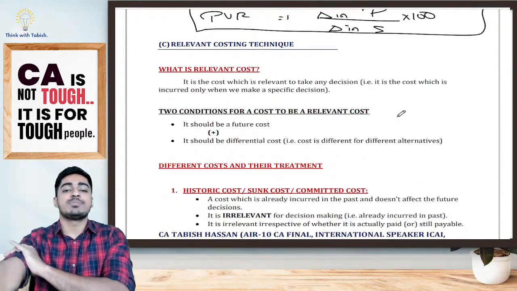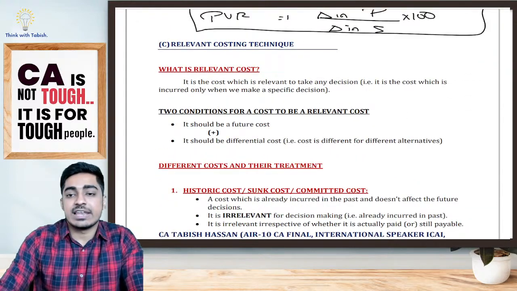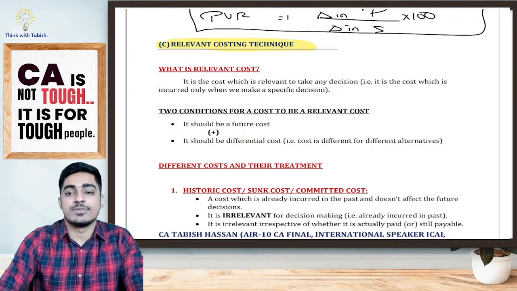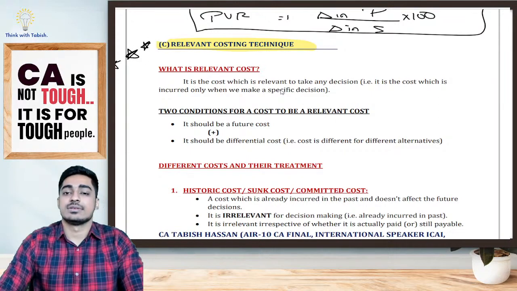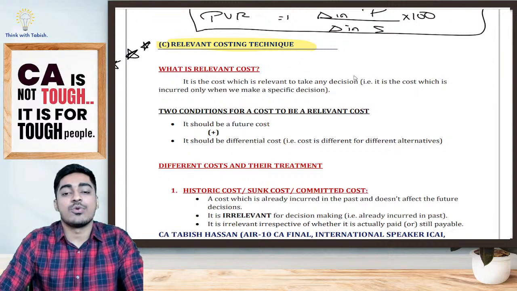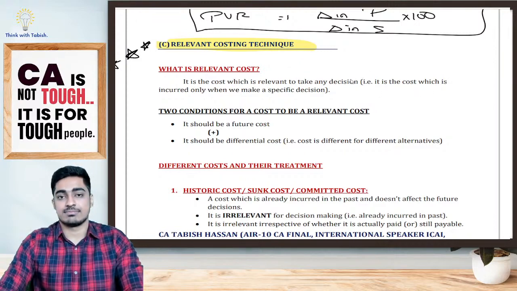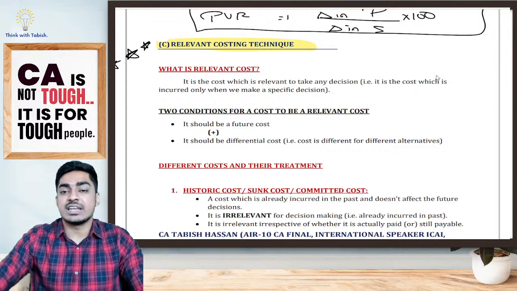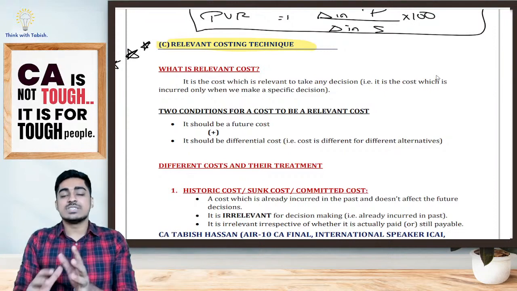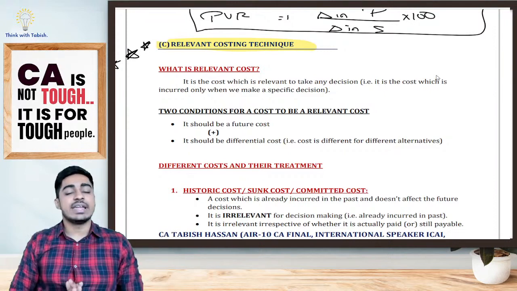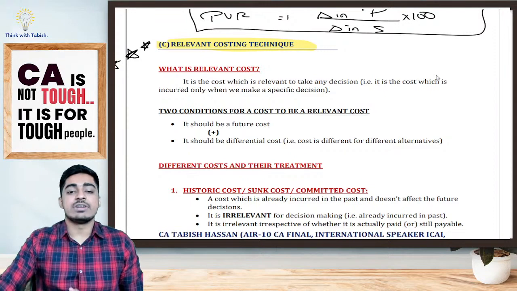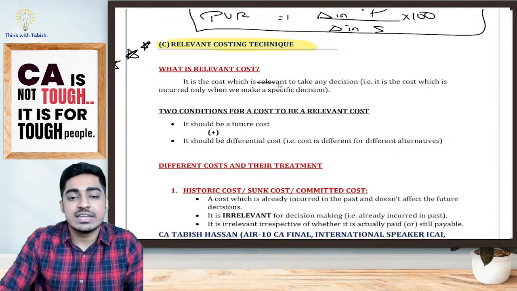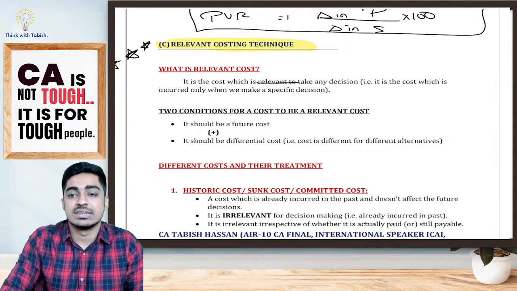Next, we have concept 1C, the relevant costing technique. It is very important from the perspective of examination. Yes, generally questions are asked. Firstly, let us try to understand what a relevant cost is. Simply put, it is the cost which is relevant to take any decision.